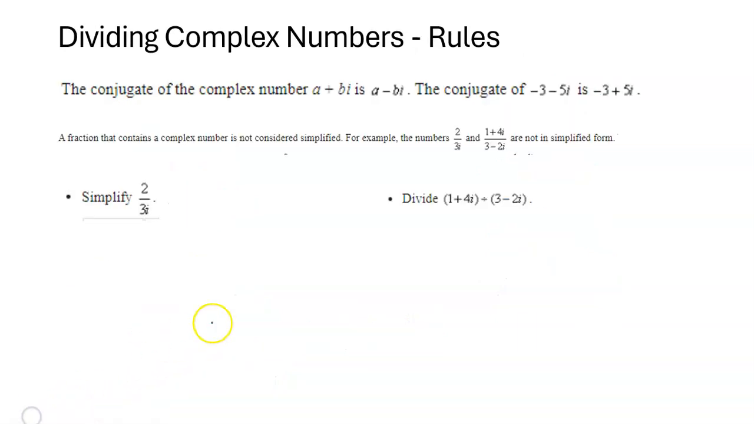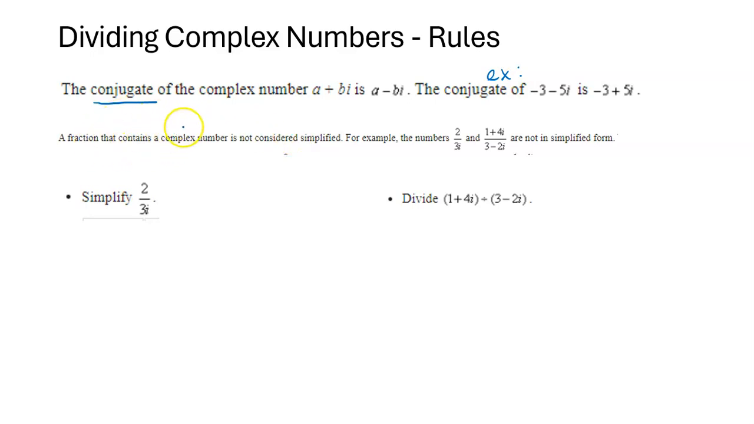Did you get it? All right, dividing complex numbers rules. The conjugate, we talked about this in our first session. The conjugate of a plus b is a minus b. And here is an example of a conjugate. Negative 3 minus 5i, the conjugate is negative 3 plus 5i.